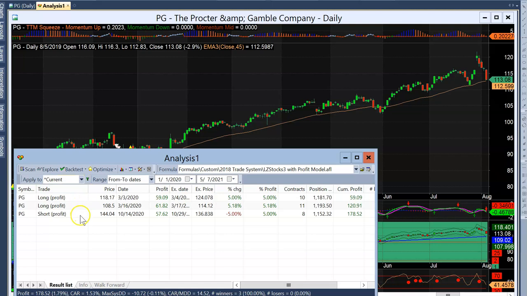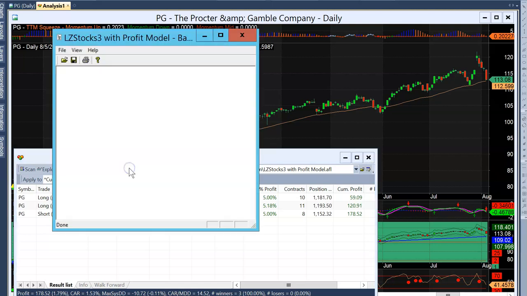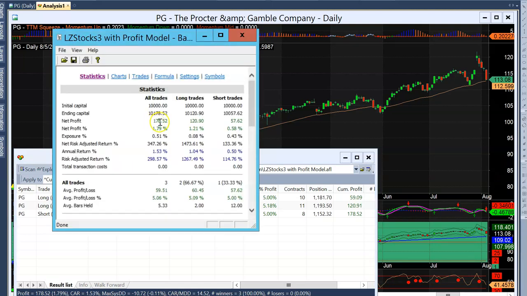And it says I would have had 3 trades all last year. All of them profit though. That's good. I would have made $180 profit. And a risk-adjusted return, based on the amount of time that I had in it, would be 300%. But just in these 3 trades, based on the $10,000, the annual return is only 1.5%. Okay, but remember, my money was idle, and I could have used it for other things.